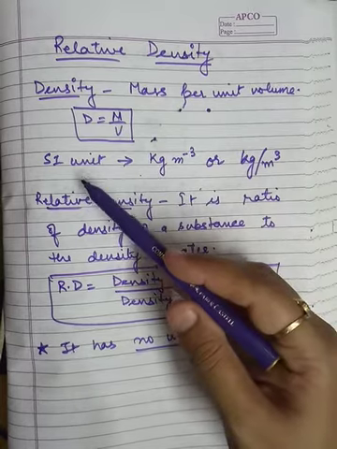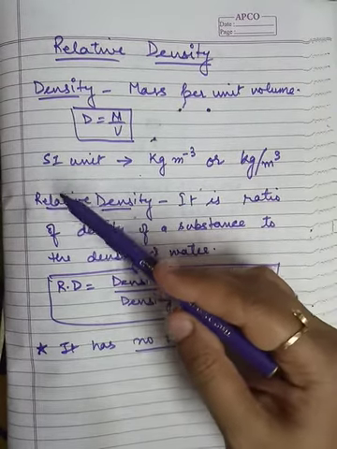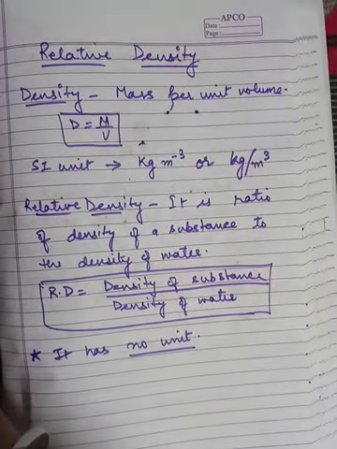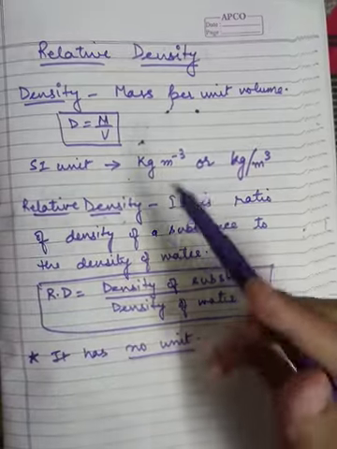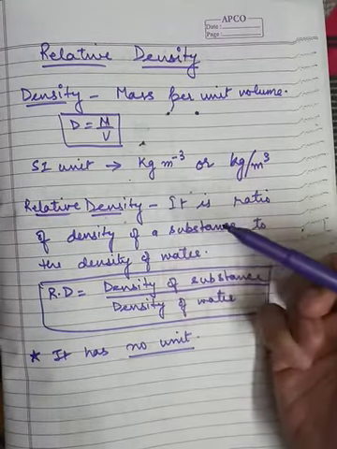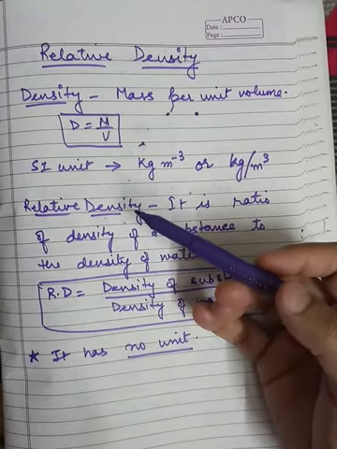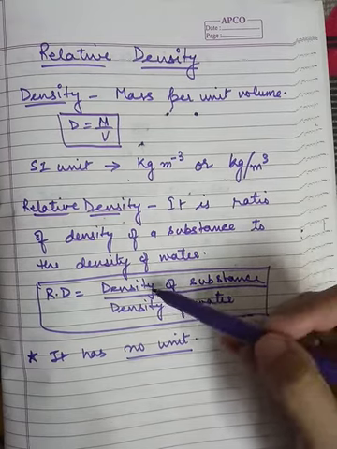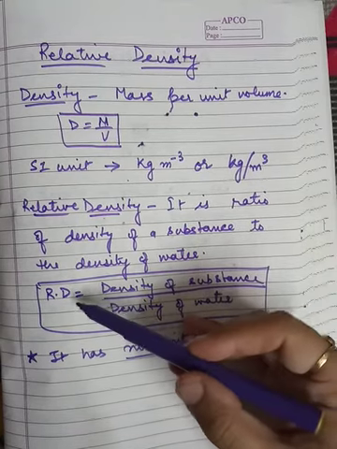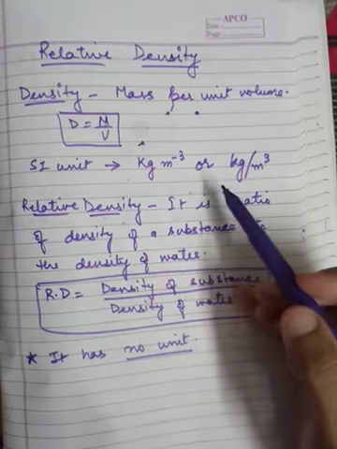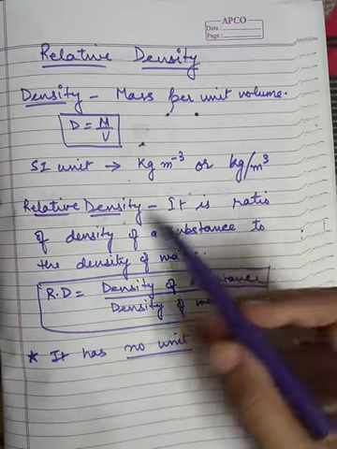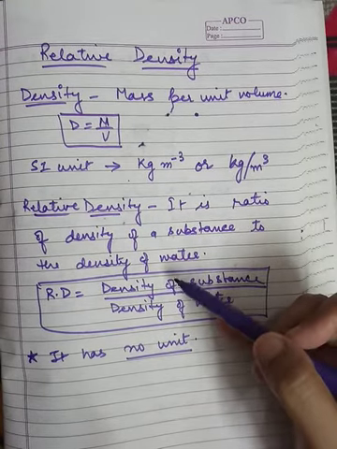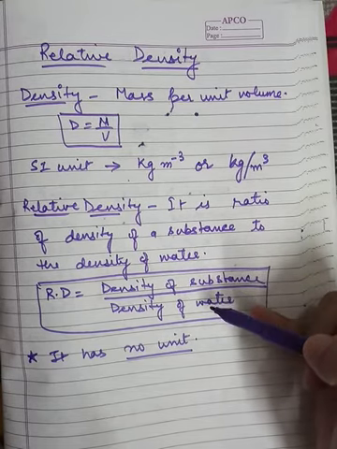Relative density means, the word itself is saying relative. Relative means in relation to the density of another substance. Here the standardized substance that we have considered is water. So in relation to the density of water, what is the density of any substance, that becomes the relative density. So how would we define it? It is defined as the ratio of density of substance to the density of water. In the formula form we can write down density of substance upon density of water.